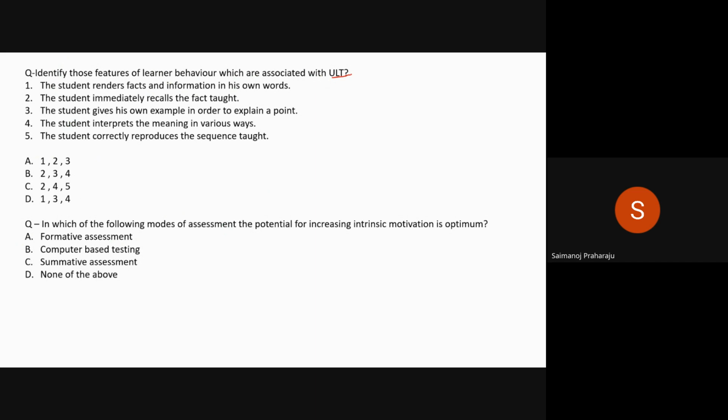D, ma'am. 1, 3, 4 are associated with ULT. The student gives his own example in order to explain a point. The student interprets the meaning in various ways. The student correctly reproduces the sequence taught.